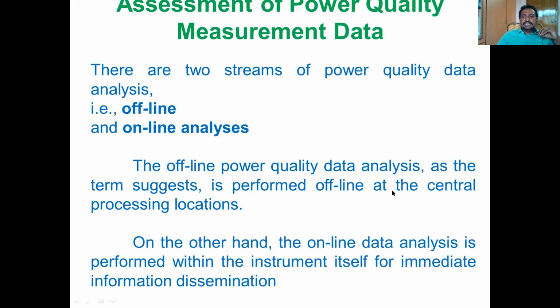Second is online. In online, such meters are not needed, just a computer, but the design differs when we compare offline and online. In online analysis, we can see the data only at the time. After some days, you cannot visualize the data, unless you store it. So online data analysis is performed within the instrument itself, for immediate information dissemination only.